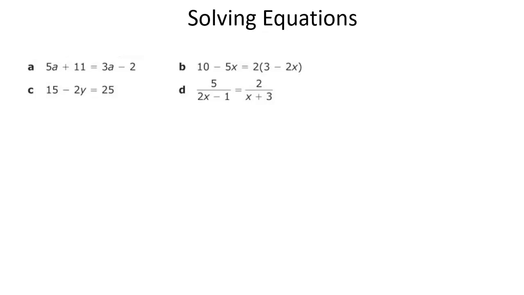Hello, and this time we're looking at solving equations. And I have done solving equations videos before, but it never hurts to do more practice of rearranging and solving. It is fundamental to mathematics. Everything turns into an equation to solve. So it's very important that you're happy with moving things around.